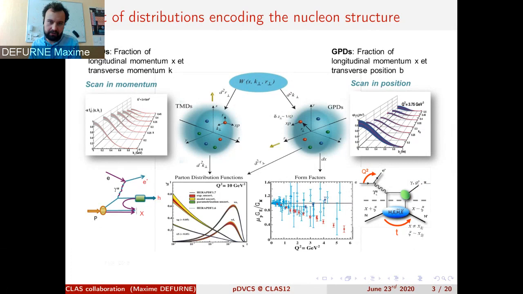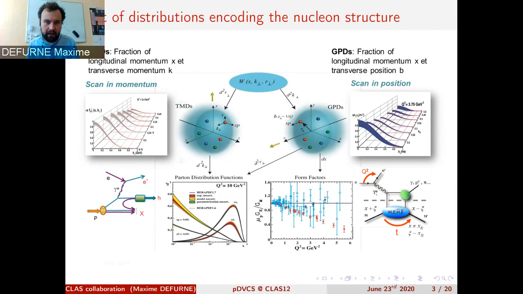For instance, the correlation between longitudinal and transverse momentum of partons with their position inside the nucleon would be encapsulated in the Wigner distribution function. If you integrate this distribution over the transverse position of partons, what you get is the transverse momentum distributions, which give you the correlation between longitudinal and transverse momentum of partons inside the nucleon. These distributions can be extracted, for instance, out of semi-inclusive deep inelastic scattering.